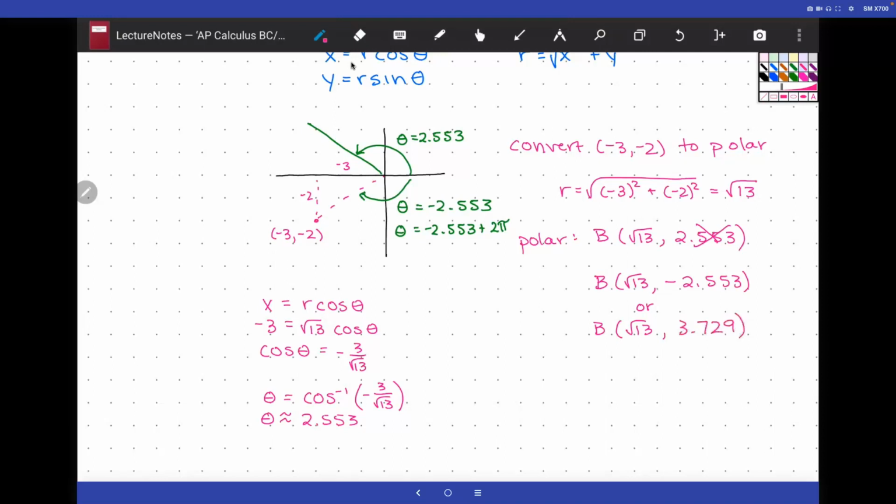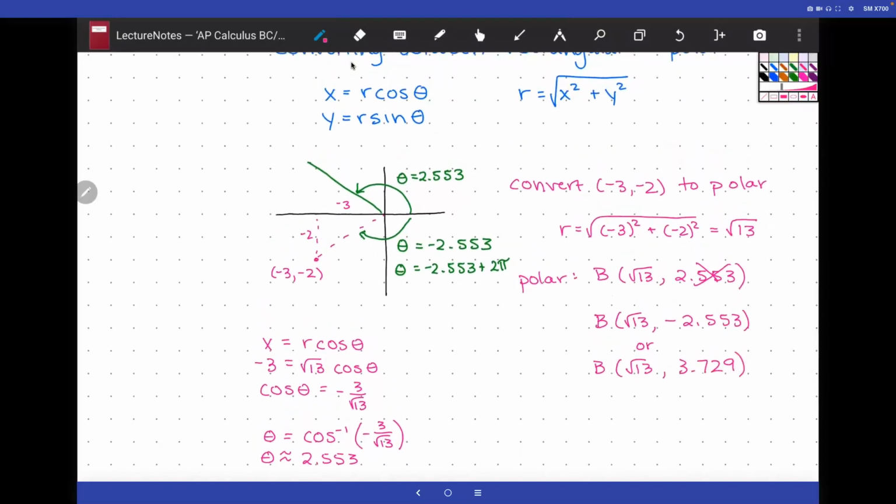So the bottom line is you just have to be careful. Think about which quadrant you're in. And there's nothing wrong with using something like x equals r cosine theta, or we knew y, so we actually could have used the y equation and gotten the same answer. What's typically given, though, is we know x and y without having to find r first.